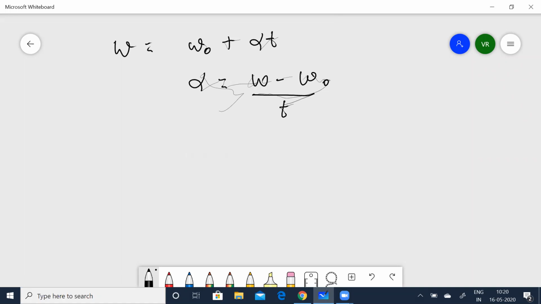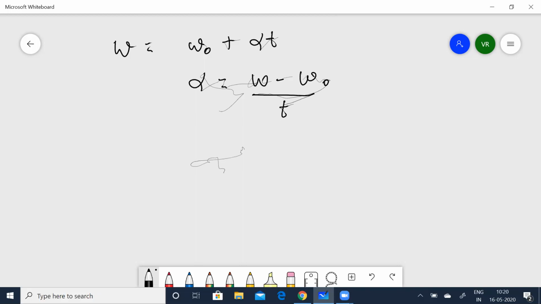Now it is clear. We are going to use the formula omega is equal to omega 0 plus alpha t. We need alpha, right? So alpha is equal to omega minus omega 0 divided by t. You can compare it with the linear motion, where v is equal to u plus at, where a is equal to v minus u by t. Same thing, you can compare it here.